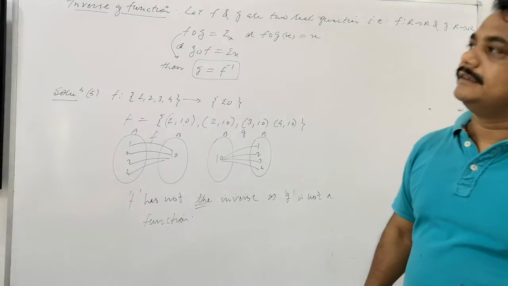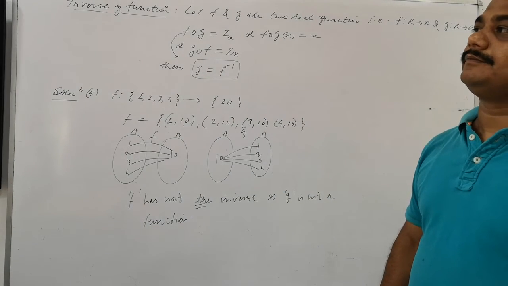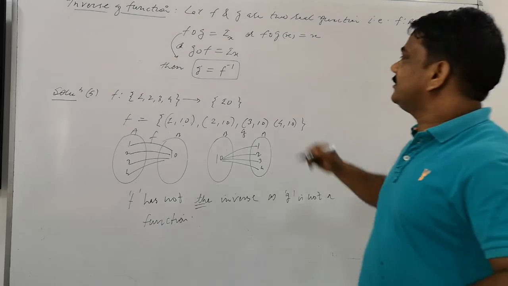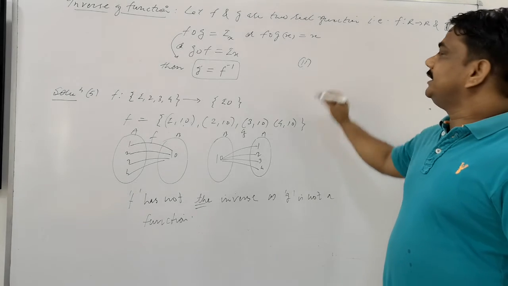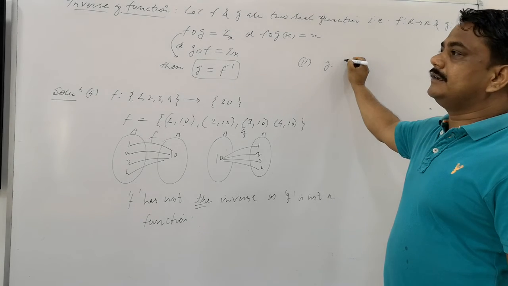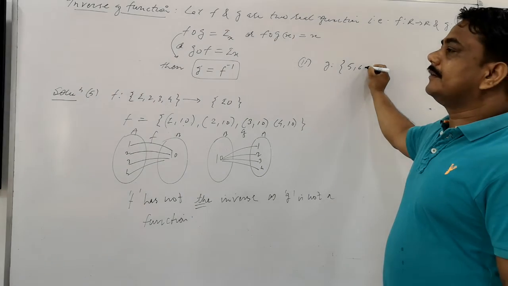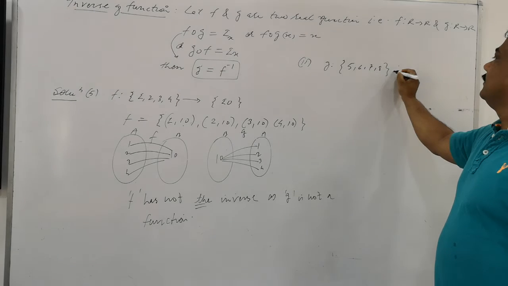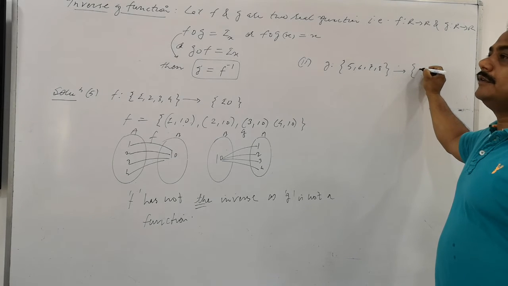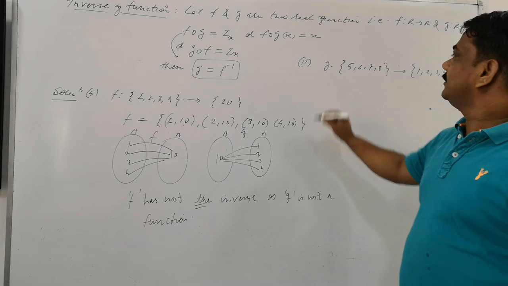See the next question. What is that? State whether the following function has an inverse, with reason. Can you solve the second question also? What is the second? G, what is G? 5, 6, 7 and 8. And what is next? 1, 2, 3, 4. And what is the function here?